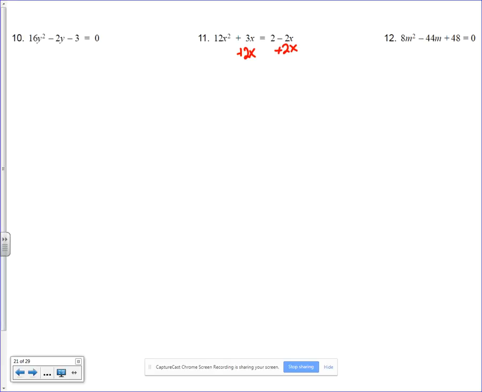Now, good news is it said equal to 0. Bad news is those numbers are relatively large. But what can I take out of them? Can I take out an 8? No. 4. So I'm going to divide them all by 4. If you take out a 4, you get 2m squared.